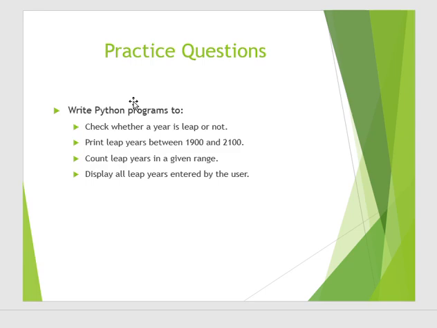These are some of the practice questions. Check whether a year is a leap year or not. Print leap years between 1900 and 2100. You can have this question also: count the leap years in a given range. Display all leap years up to a number entered by the user. The user has to enter one number and then you have to display all the leap years starting from 1 till that.